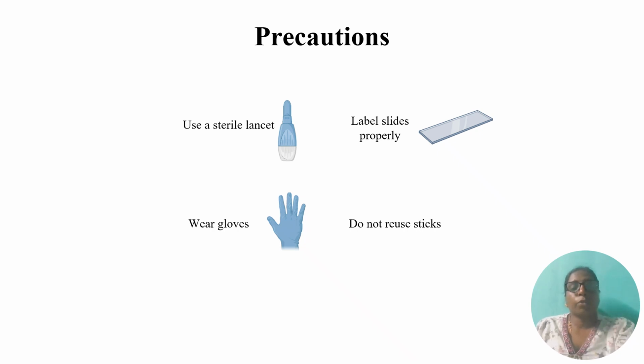What are the precautions to be followed in blood grouping? Always use a sterile lancet to prevent infections. Wear gloves throughout the procedure. Clearly label the slide before adding the reagents. Use separate mixing sticks for each reagent to avoid contamination. These precautions ensure accurate and reliable results.